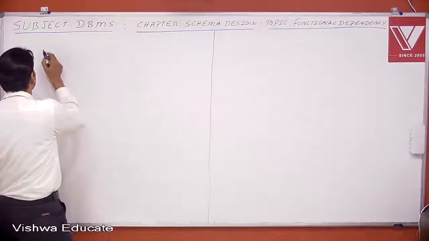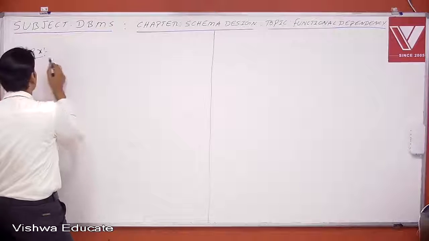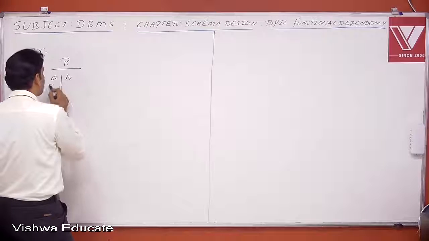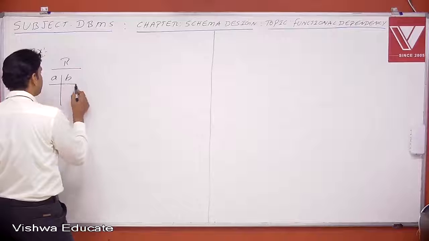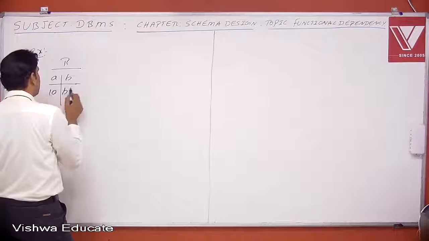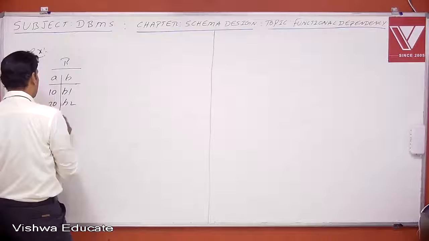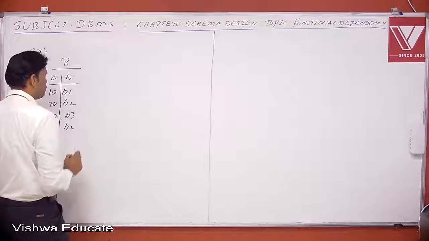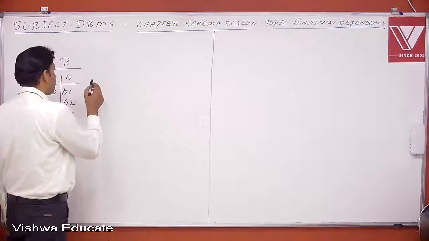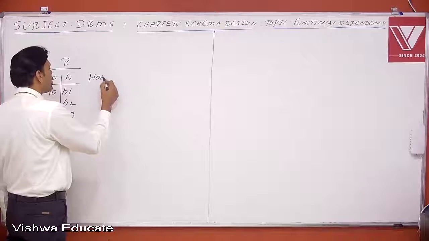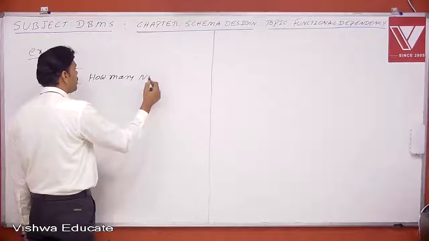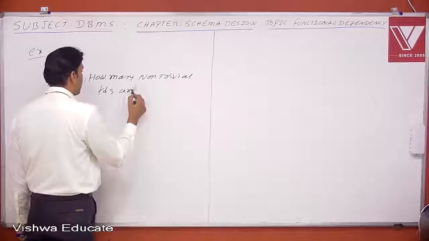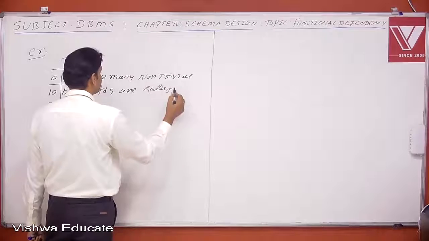Okay. Before we discuss the classroom work problems, let me give one more example like this. There is a table R which has A and B: 10 B1, 20 B2, 30 B3 and 10 B2. So I am asking, how many non-trivial FDs are satisfied?